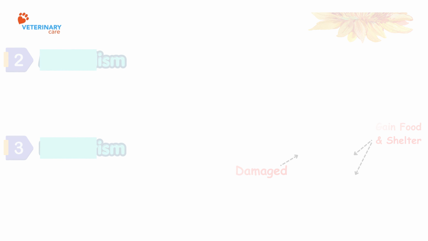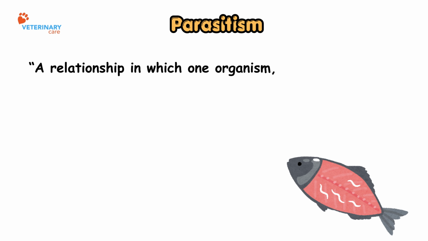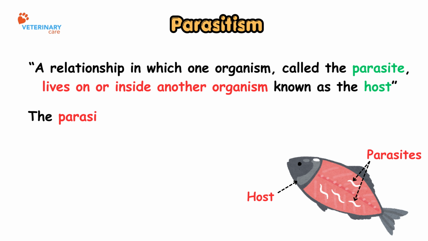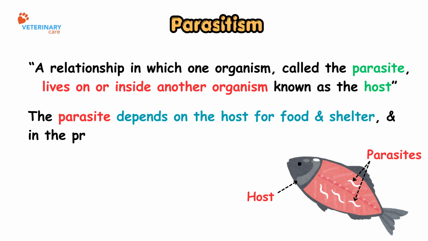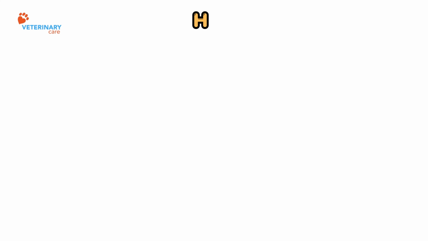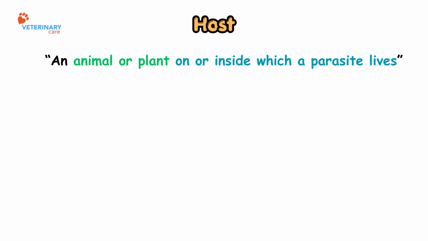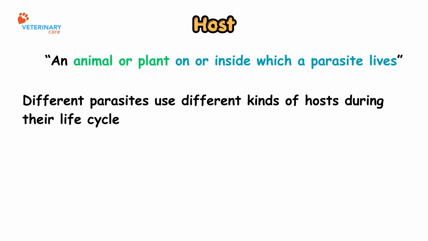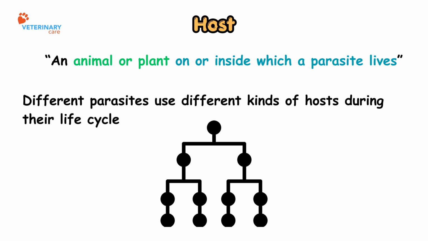Now this naturally leads us to parasitism itself. Parasitism is a relationship in which one organism, called the parasite, lives on or inside another organism known as the host. The parasite depends on the host for food and shelter, and in the process it harms the host. In severe cases, it may even cause death. Since parasites live inside or on another organism, we must clearly understand the term host. A host is an animal or plant on or inside which a parasite lives. Different parasites use different kinds of hosts during their life cycle. Because of this, hosts are divided into several important types.